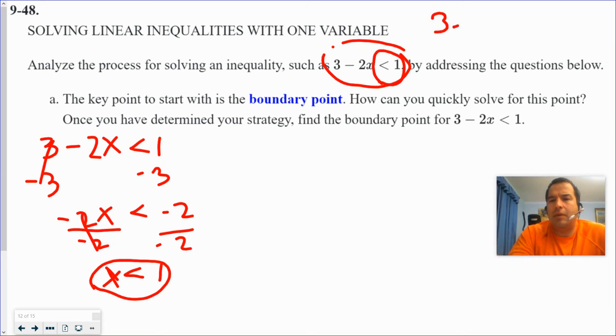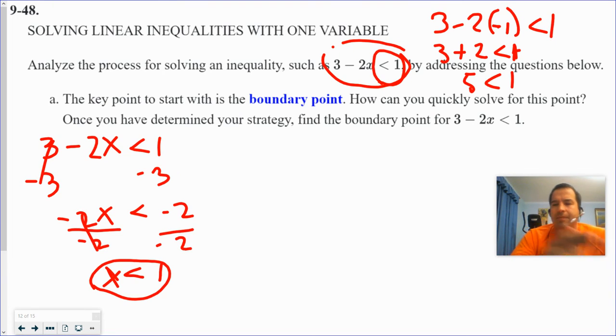3 minus 2 times -1 is less than 1. 2 times -1 is -2. 3 minus -2 becomes plus 2, so 5 is less than 1. What just happened? Now, here's what I want to warn you about.